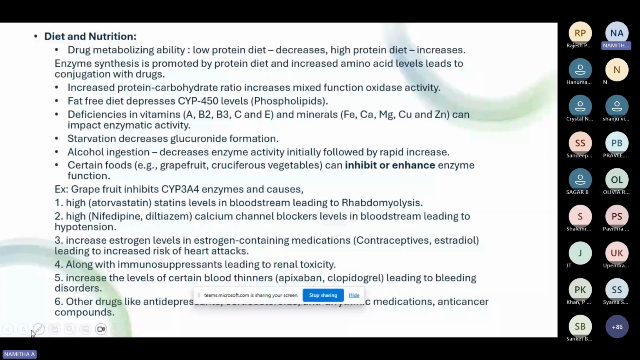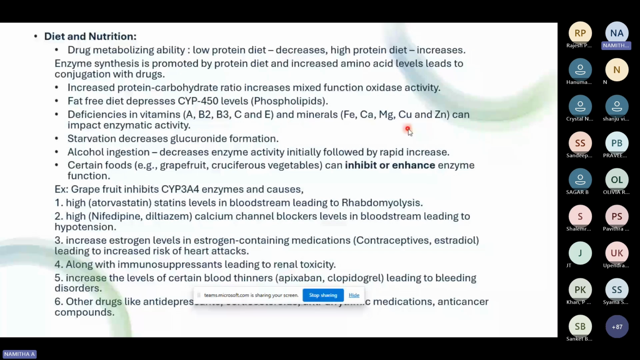Coming to diet and nutrition, as I said before, a lower protein diet decreases the metabolizing ability, and a higher protein diet increases the drug metabolizing ability. An increased protein and carbohydrate ratio increases the mixed function oxidase activity. A fat-free diet depresses CYP450 levels. The same way, deficiency in vitamins A, B2, B3, C, and E, along with minerals like iron, calcium, magnesium, copper, and zinc, can impact enzymatic activity.